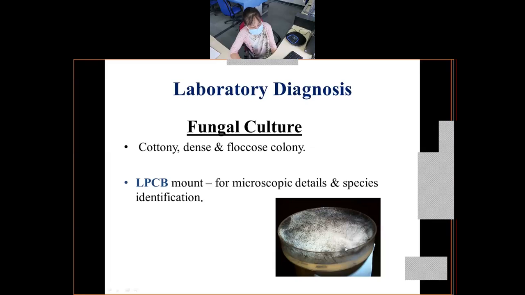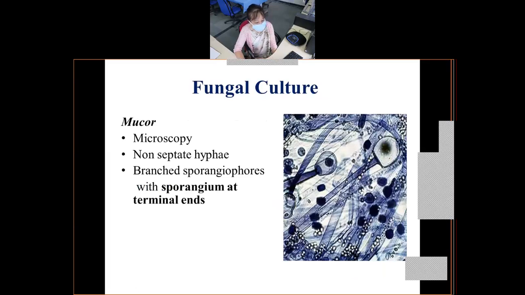Here again, to identify the various genera of the zygomycetes, you can do an LPCB and look for the various morphology. In the case of Mucor, you will see the non-septate hyphae, and you can see these are the sporangiophores having the sporangium at the terminal end. These pictures are very characteristic when you look at the LPCB mount.